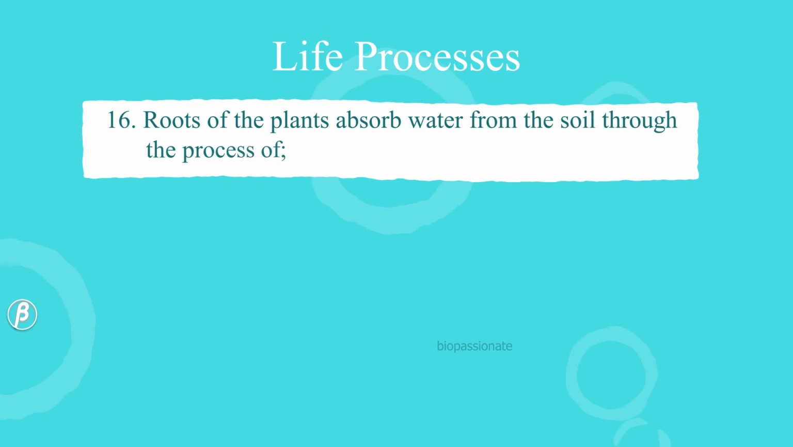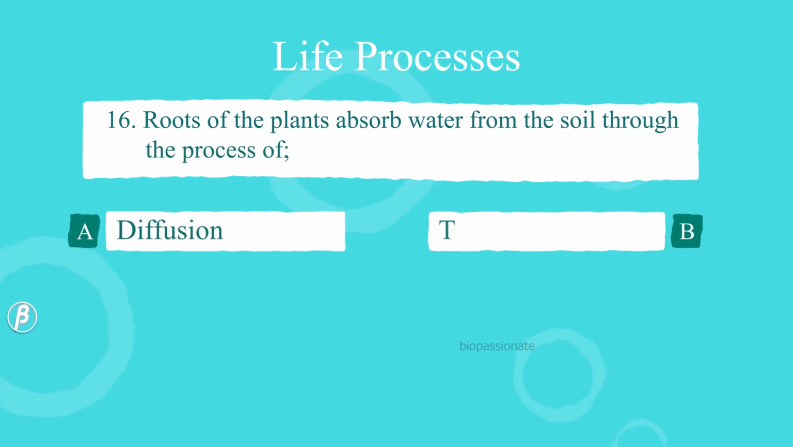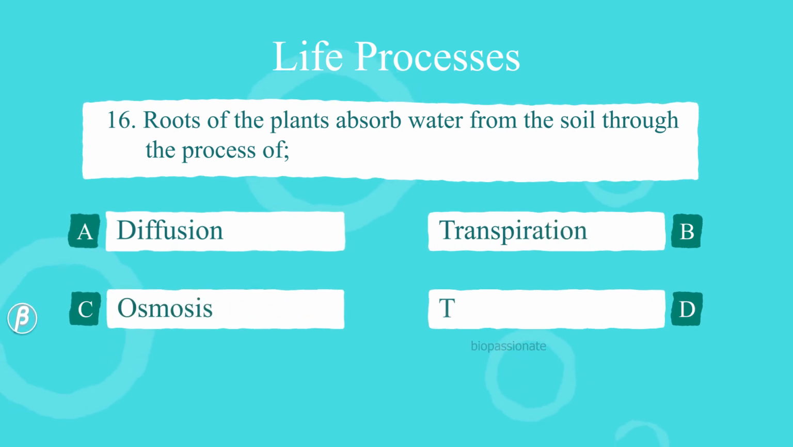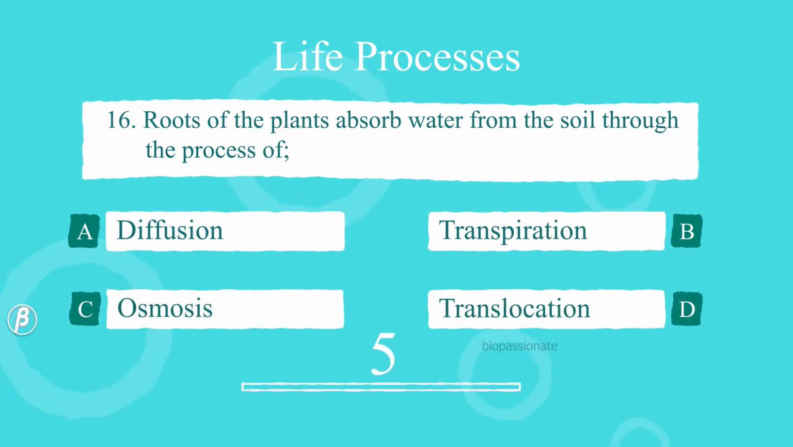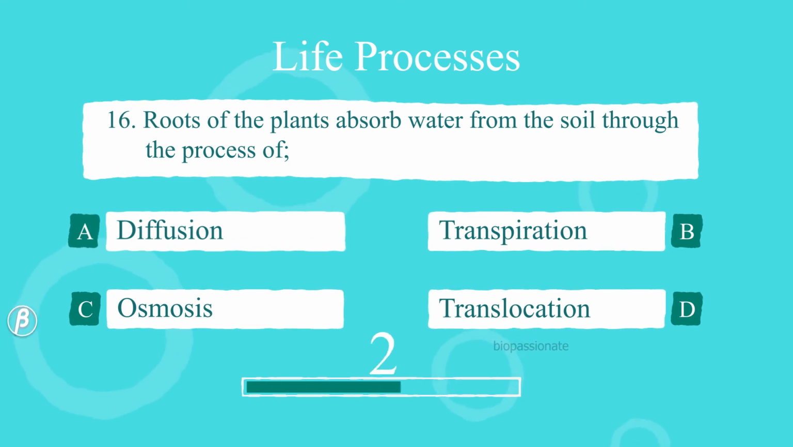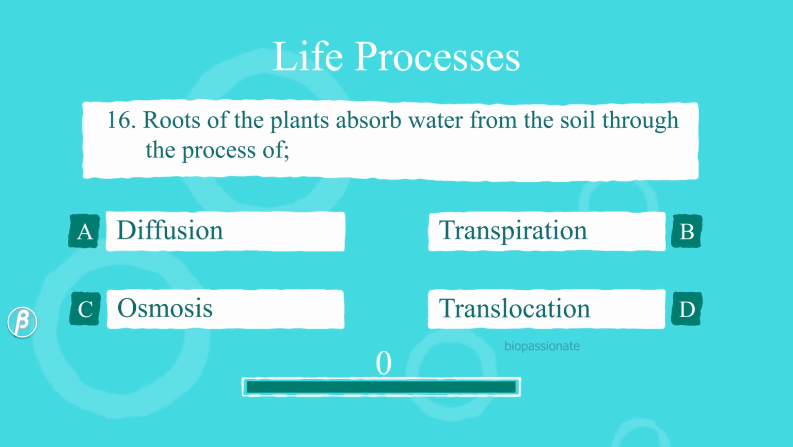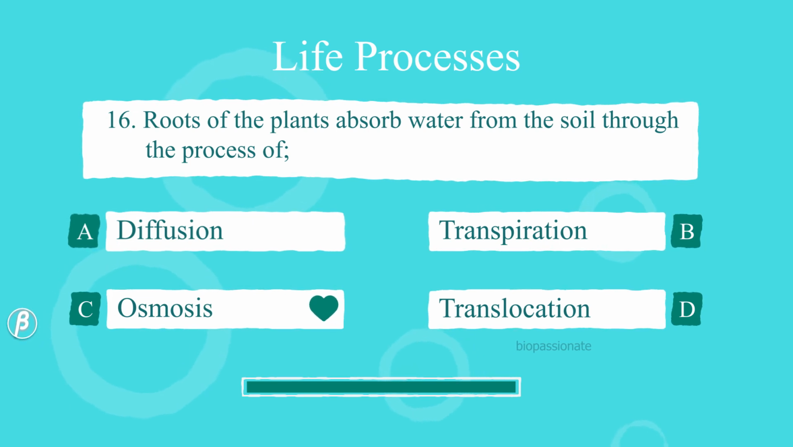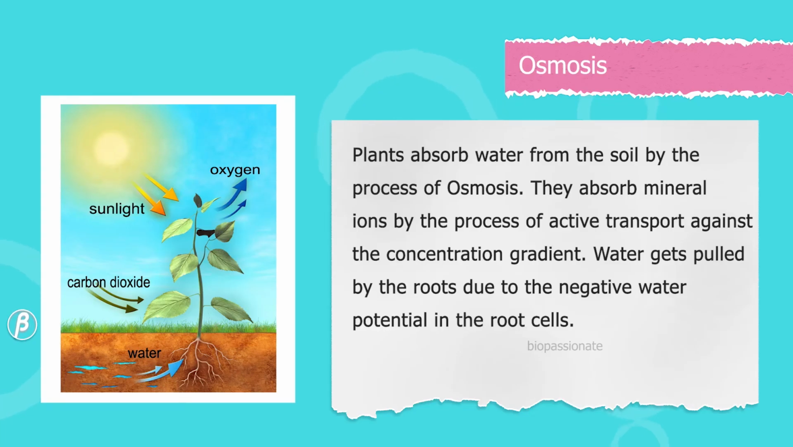Roots of the plants absorb water from the soil through the process of diffusion, transpiration, osmosis, translocation. Osmosis. Plants absorb water from the soil by the process called osmosis. They absorb mineral ions by the process of active transport against the concentration gradient. Water gets pulled by the roots due to the negative water potential in the root cells.